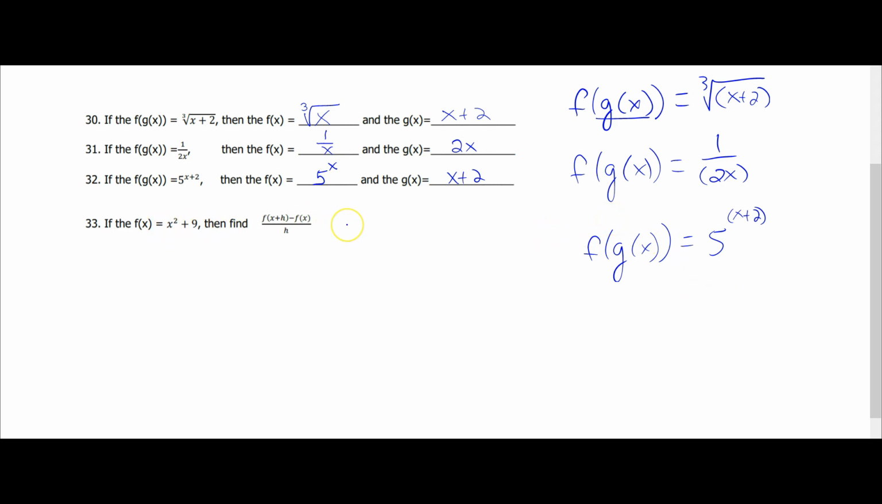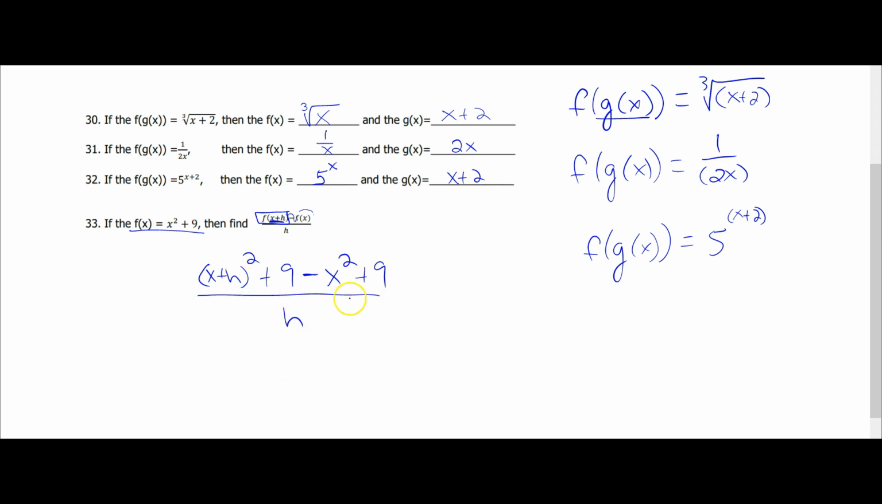Now for this one over here, we've got if the f of x is x squared plus 9, then find all of this mess right here. So I'm going to start with the f function. I'm going to write out the f function as it's defined right there. So that's going to be parentheses squared plus 9. And I'm going to substitute x plus h in there for it. Bring over my minus sign there. And I'm going to subtract the whole f of x. The whole f of x is x squared plus 9. And put that all over h.